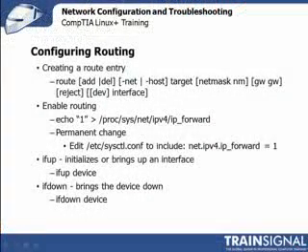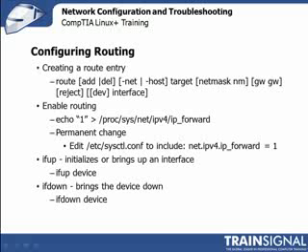Now that you know how to configure routing, if you want Linux itself to act as a router, you have to enable it. To do so, you use the command at the command line, echo space the number 1 in quotes, then the greater than redirector, followed by /proc/sys/net/ipv4/ip_forward. And again, you can enter this command at the command line to enable routing.